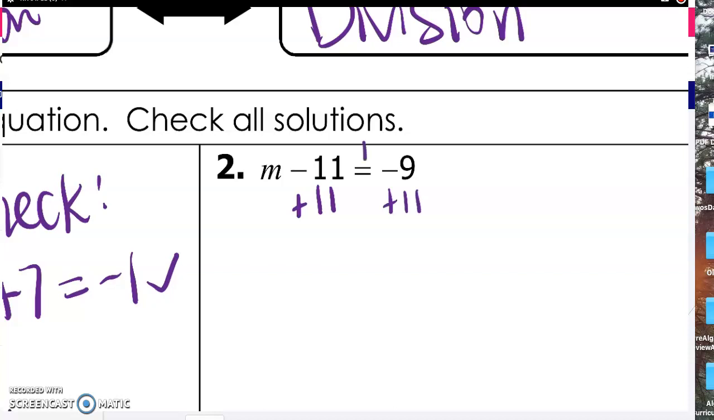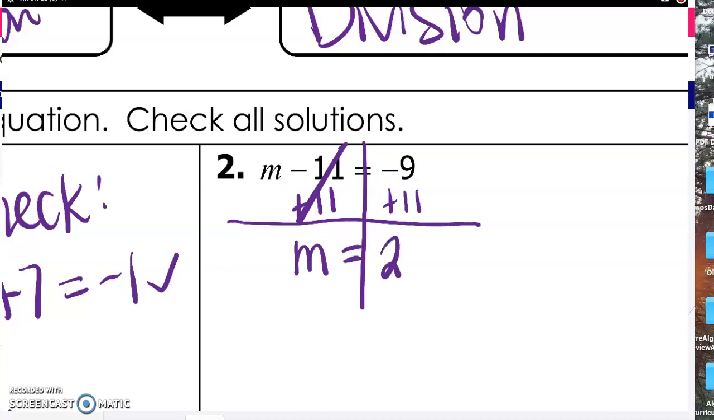It's like a balance. If it helps you to divide the two sides up, put a line through your equal sign. So these cancel each other out. If you type that into your calculator, you would get 0. They cancel out. So I'm left with m equals negative 9 plus 11 is 2.